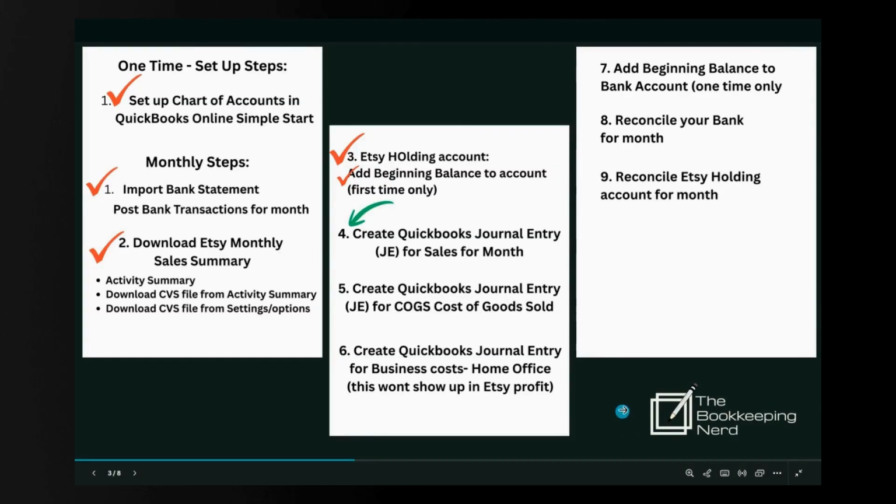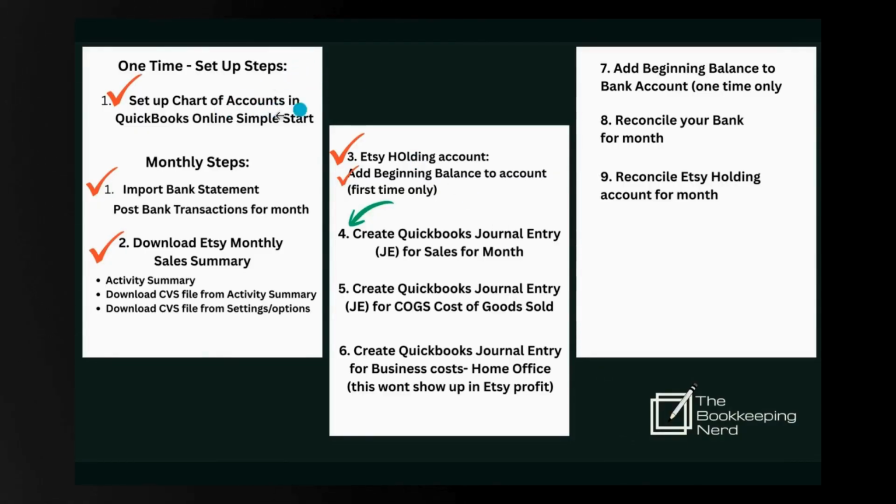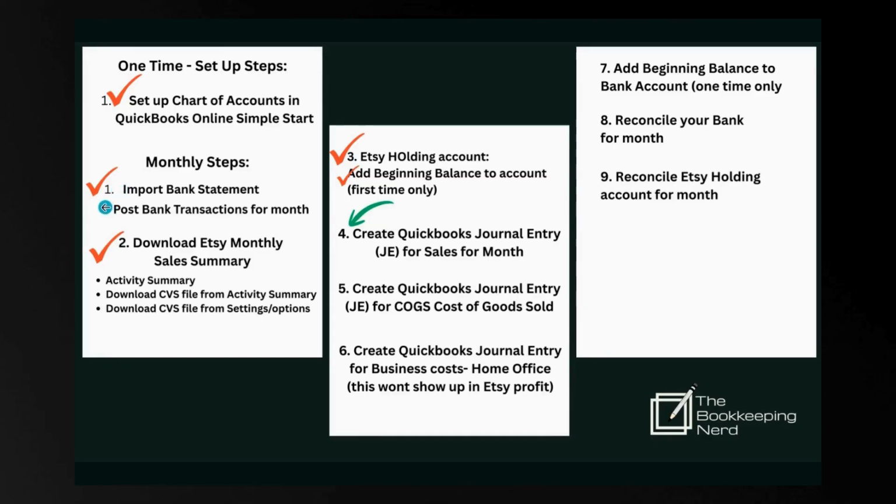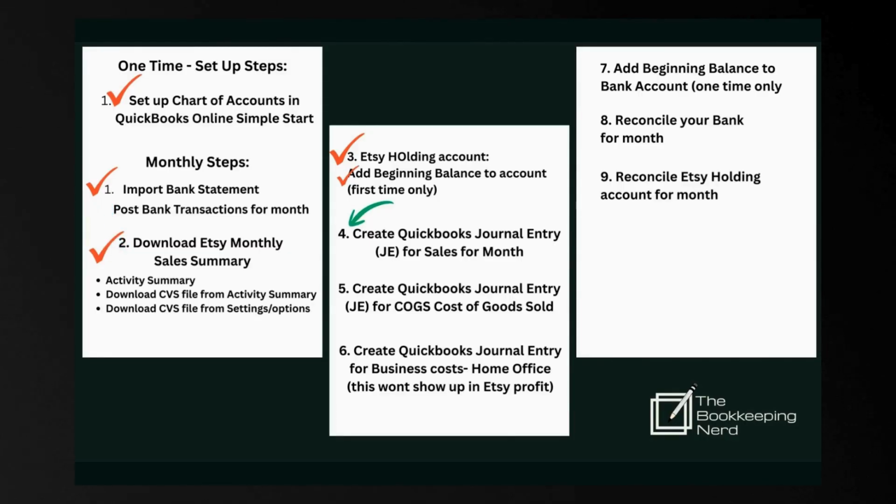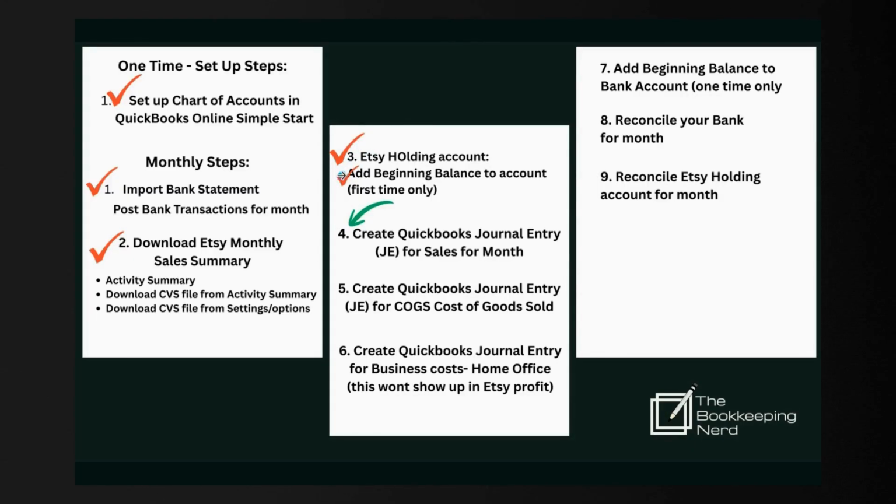We just want to give you an overview. So far in the video series, we have set up the chart of accounts in the QuickBooks Online Simple Start. That is a one-time setup. And now for our monthly steps, we imported our bank statement and we posted the bank transactions for the month. Then we downloaded our Etsy monthly sales summaries. These are all in previous videos. We just added the beginning balance to the Etsy holding account. That is one-time only. Now we are ready to create the journal entry for the sales for the month.